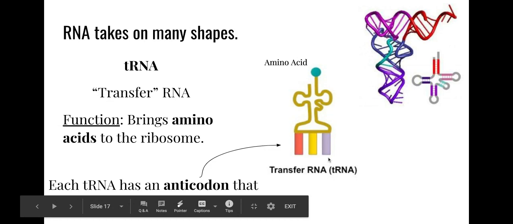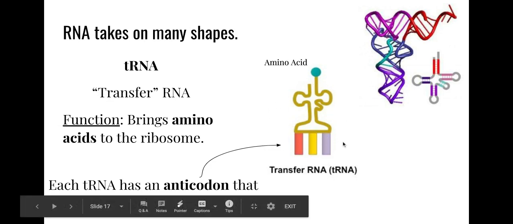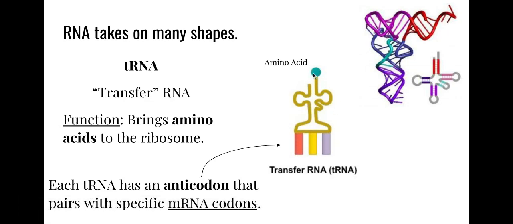Attached to this tRNA, so this whole thing is tRNA, here's the anticodon. This part's tRNA. Up here, we have our amino acid. So this tRNA transfers those amino acids from everywhere else in the cell onto the ribosome so that it can join that chain of amino acids that make up our proteins.